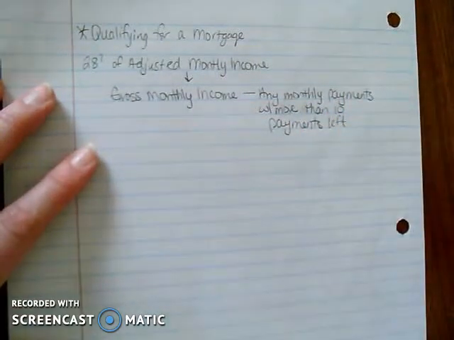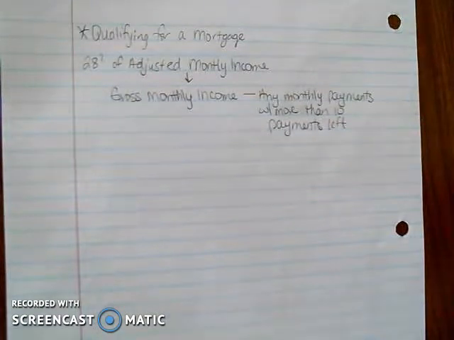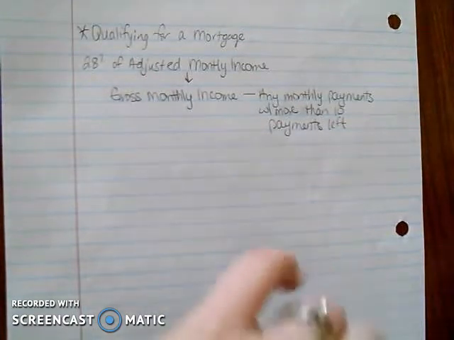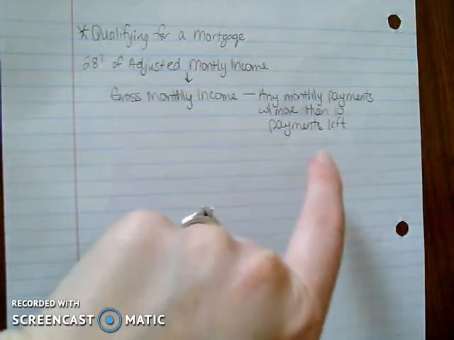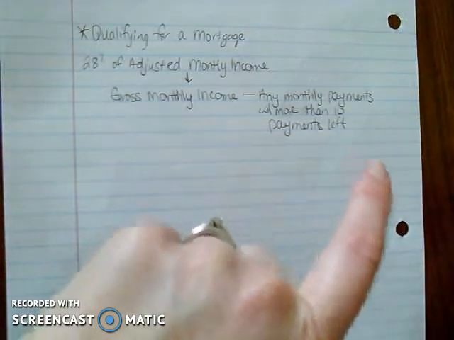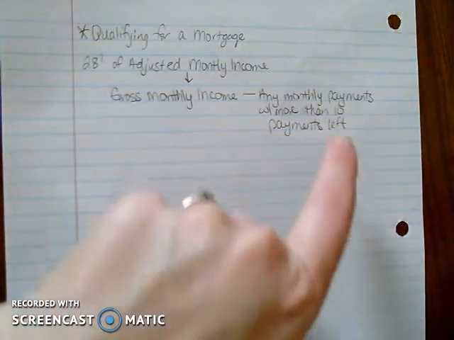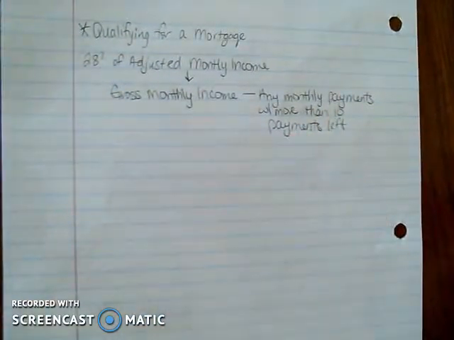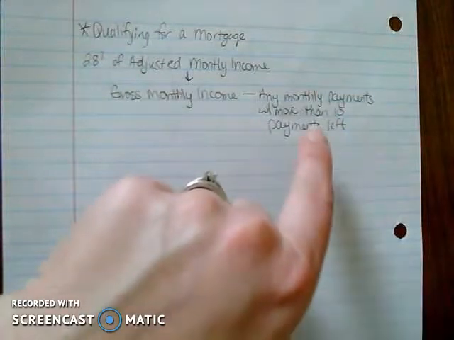Now, this doesn't mean bills. Like, this doesn't mean the electric bill or anything like this. This just means other loans. So if you have a car payment or a student loan or something like that, that's what this means. Okay, so this isn't any other bills that you have. These are loans that you have.